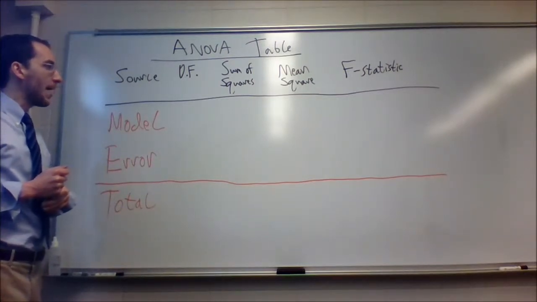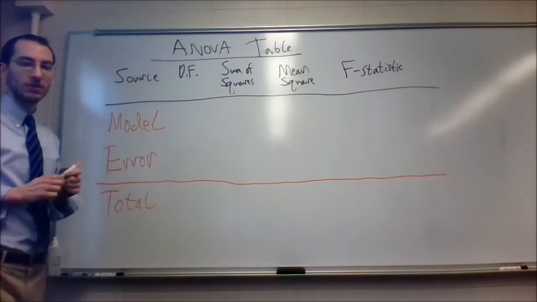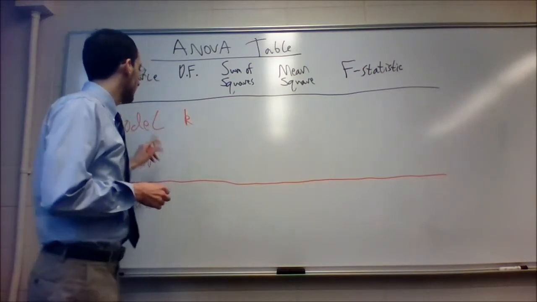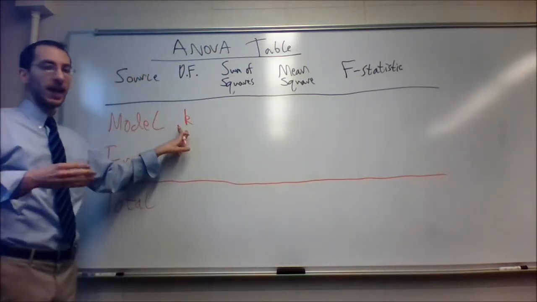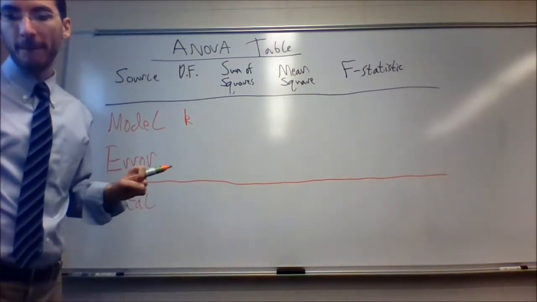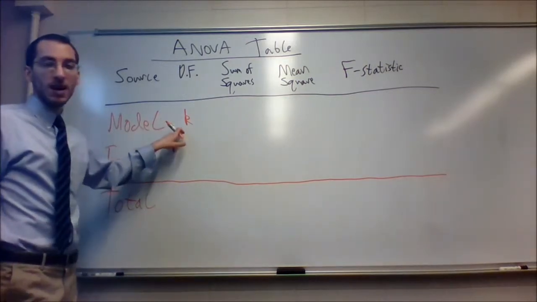When we talk about how many degrees of freedom each of these things has, we generalize it to say that the model has k degrees of freedom. So that's just the number of my predictors.